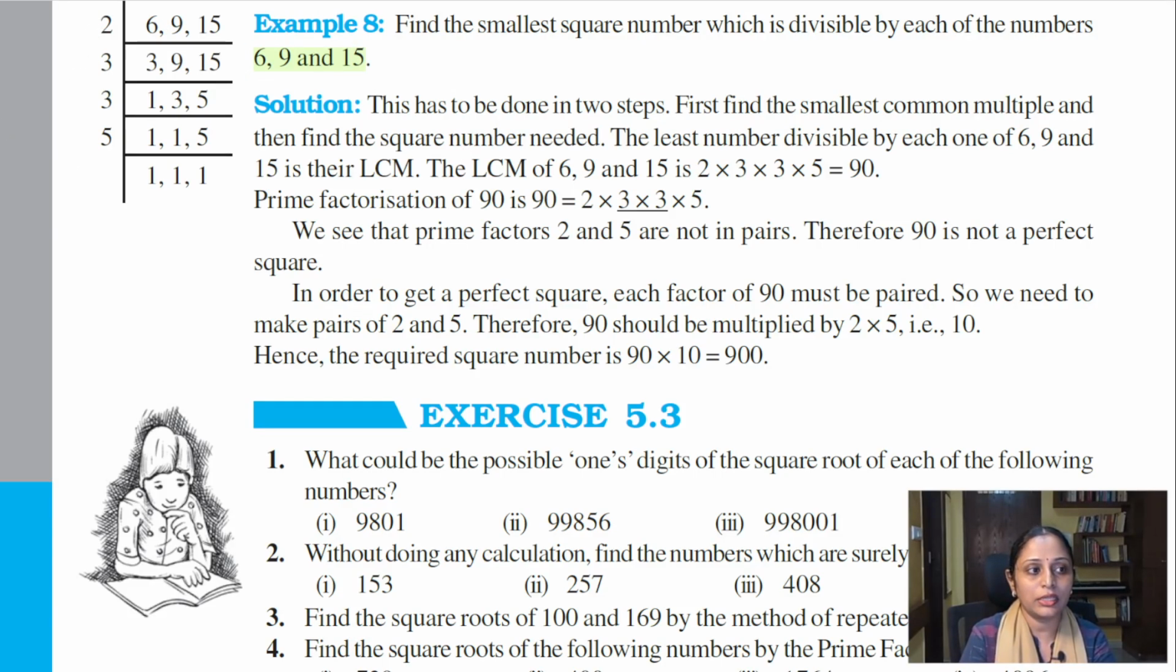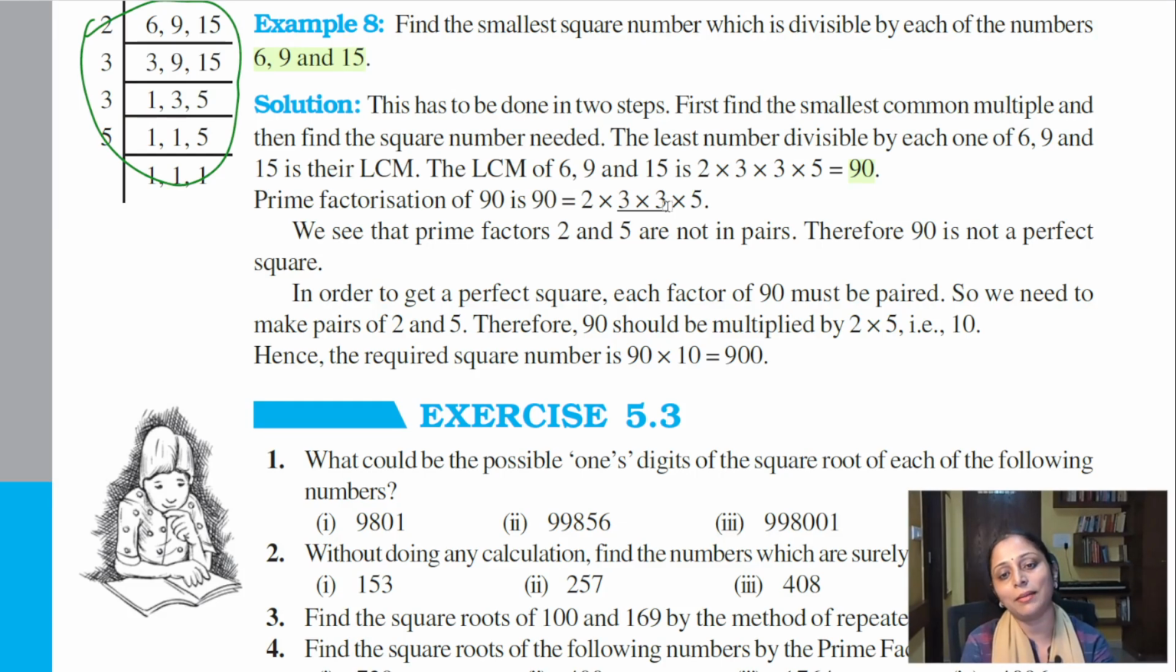You can see here they have found out the LCM of 6, 9 and 15. The LCM they found out as 90. Okay, 90 is the LCM for 6, 9, 15. Now what is the smallest square number, perfect square? Now 90 is clearly not a perfect square. Now I need a multiple of this, right, the smallest multiple of this which is divisible by all these three numbers. So how do you find that?